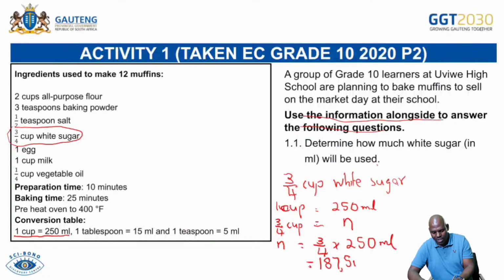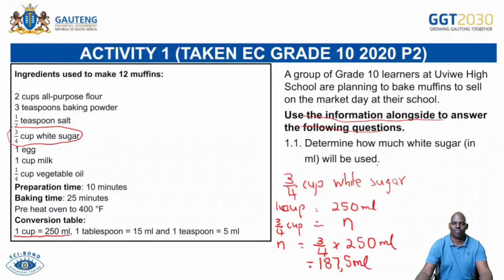So it's 187.5 milliliters. For some of you who would like to take a shortcut, you just take 3/4, multiply by 250, and you get 187.5 milliliters. The examiner didn't say anything about rounding off. If it's 187.5, we write it as 187.5. It is always safer to write it in decimal form. If you round it off, you can round it off afterwards. But in this case, the examiner was just looking for the amount in milliliters. That is number 1.1.